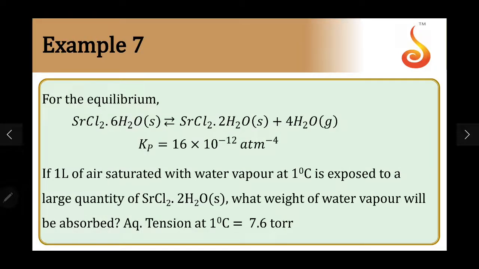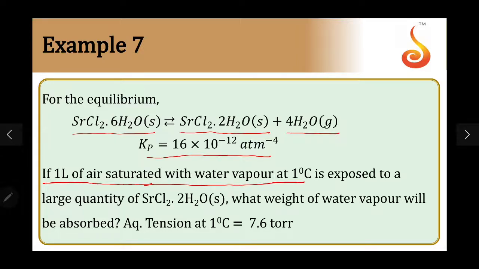In SrCl2·6H2O, it is to do with the efflorescent and deliquescent behavior. So SrCl2·6H2O solid is changing to SrCl2·2H2O solid with 4 molecules of water going into vapor phase. The Kp is given as 16 into 10 power minus 12 atmosphere to the power minus 4. Now 1 liter of saturated air, the air which is saturated with water vapor at 1 degree Celsius. So 1 liter of air is exposed to a large quantity of SrCl2·2H2O. So what weight of water vapor will be absorbed by this air?